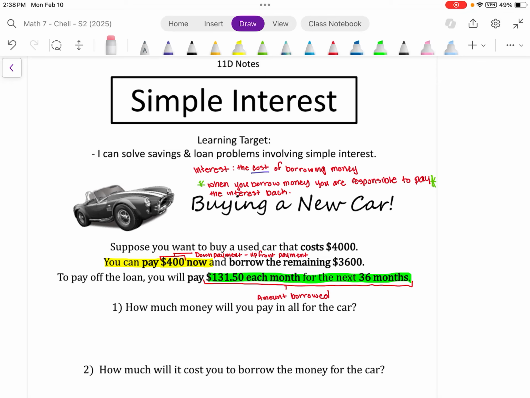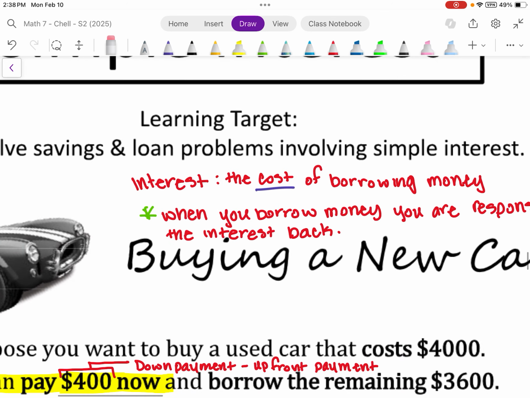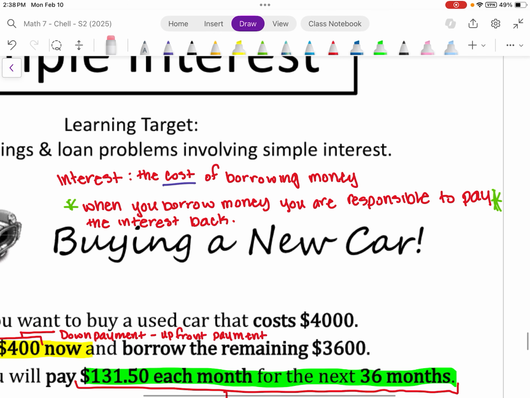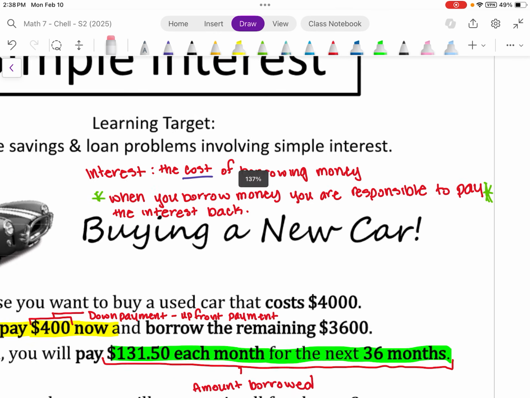So today we're focused on 11D notes, simple interest. Our learning target is to solve saving and loan problems involving simple interest. One of the very few words that we really have to know is interest, which is the cost of borrowing money. When you borrow money, you're responsible to pay the interest back.